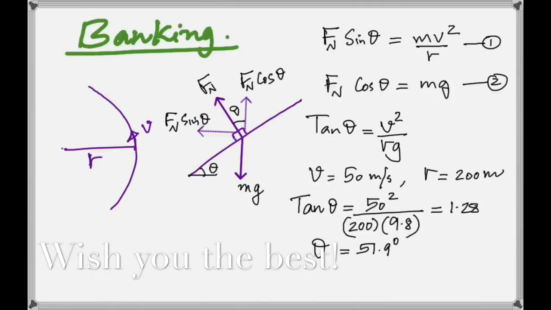So if there is no banking and there's only friction, mu Fn is equal to mv squared by r. Question now is, I have not given you mass, so what do I do? Sit and cry? No. So who got the idea of why mass need not be given? Maggie has the idea. Anna, tell me why.